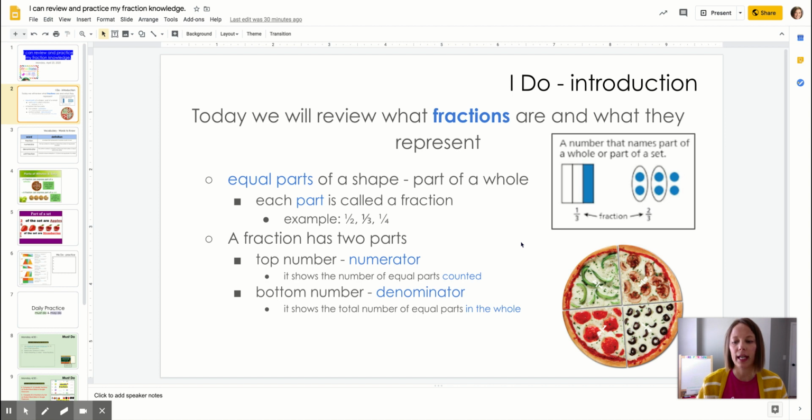If I was looking at just the pepperoni section, because that would be Mrs. Peterson's favorite, I can see that there is only one section that is all about pepperoni out of the 4 sections. So I would say that 1/4 of this pizza is pepperoni.